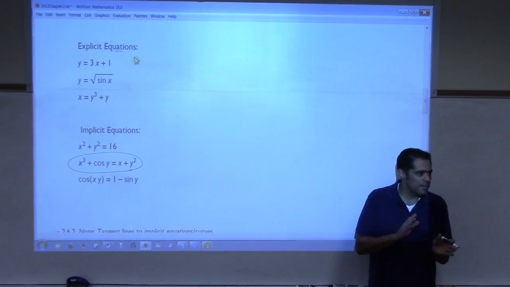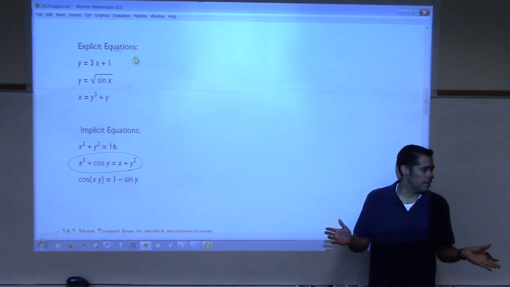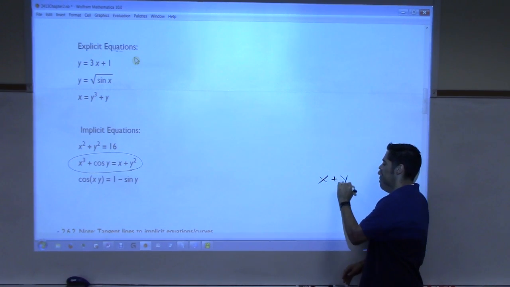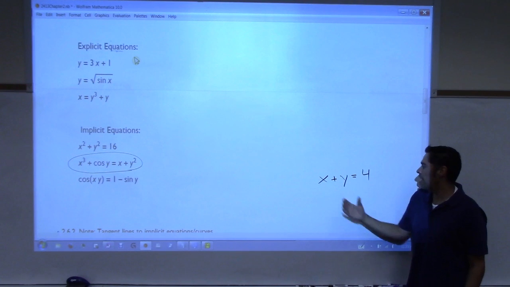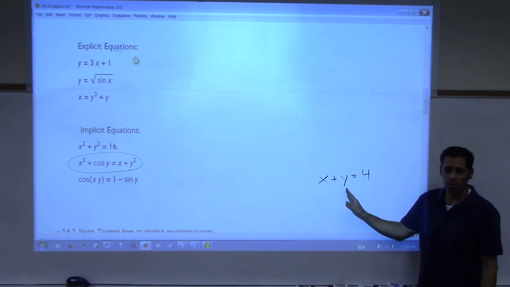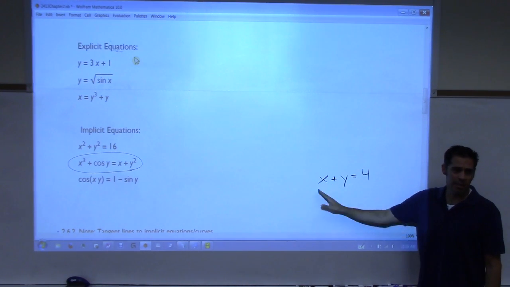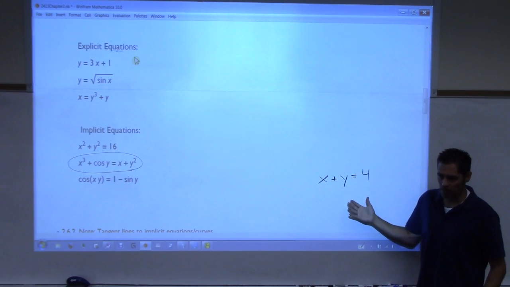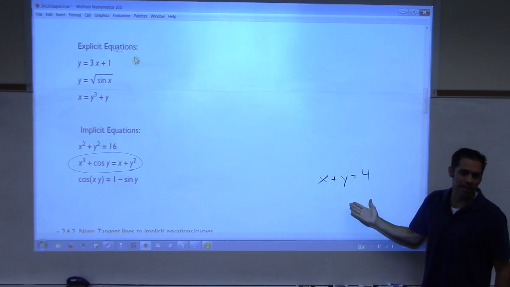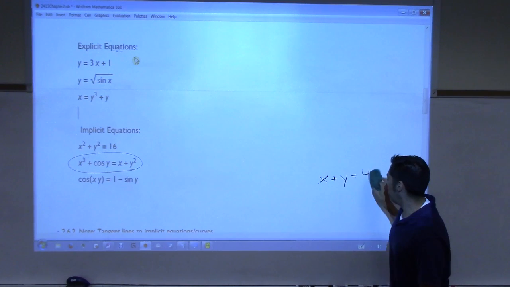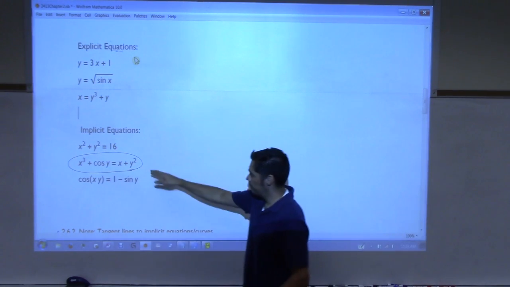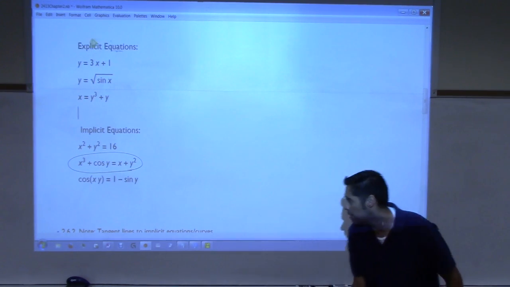Remember, any equation that has x and y in it means that you just need to find x's and y's that make it true. If I write x plus y is 4, you just have to give me an x and a y to make it true. So 0 and 4 work, 4 and 0 work, 2 and 2, 3 and 1, 1 and 3. We could go all day long. We graph this, it would be a line. Now, are there x's and y's that make this one true? I don't know. I'm going to ask the computer to tell me.